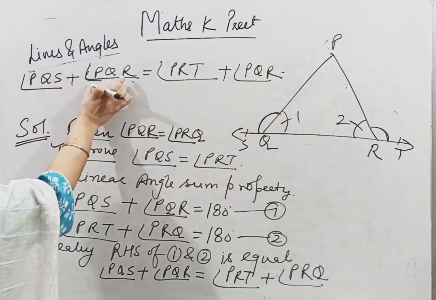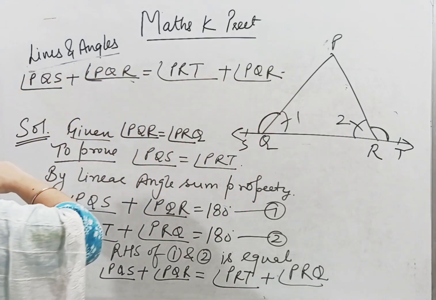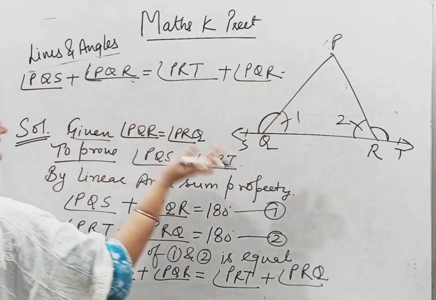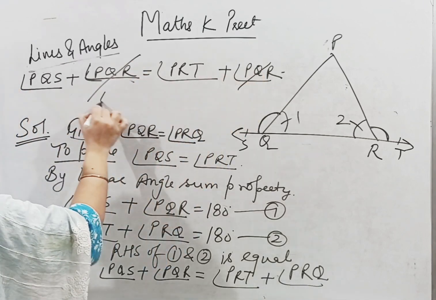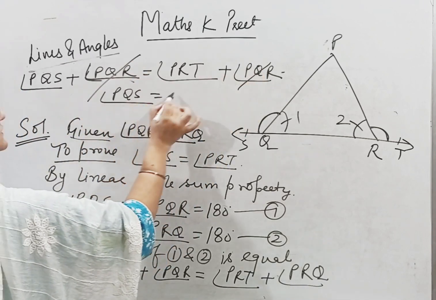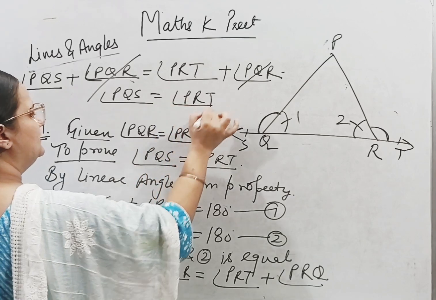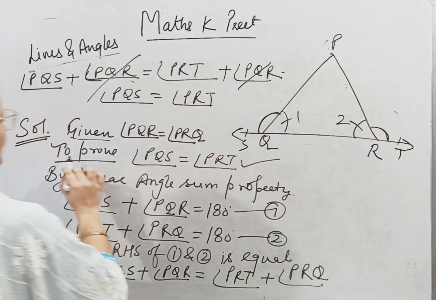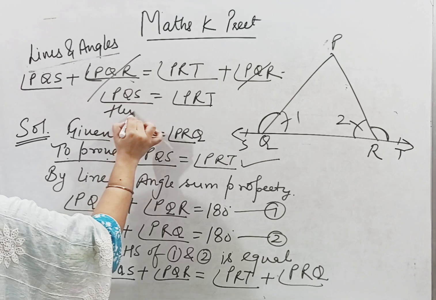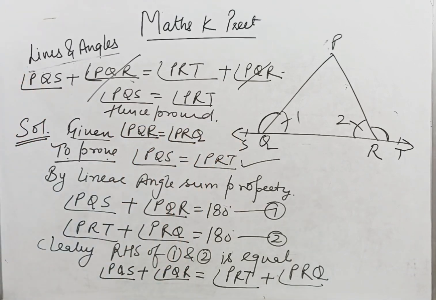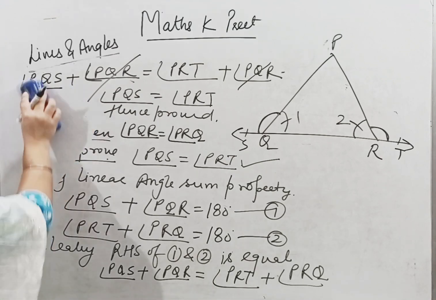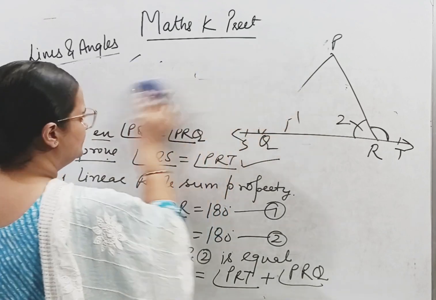Now these two angles are the same in an equation. One is on the left hand side and the second one is on the right hand side. We can cancel these out. So PQS is equal to PRT. This was what we had to prove. So hence proved. I hope you got the solution clearly. Let's move to the next question. So this is how we have to do the questions.